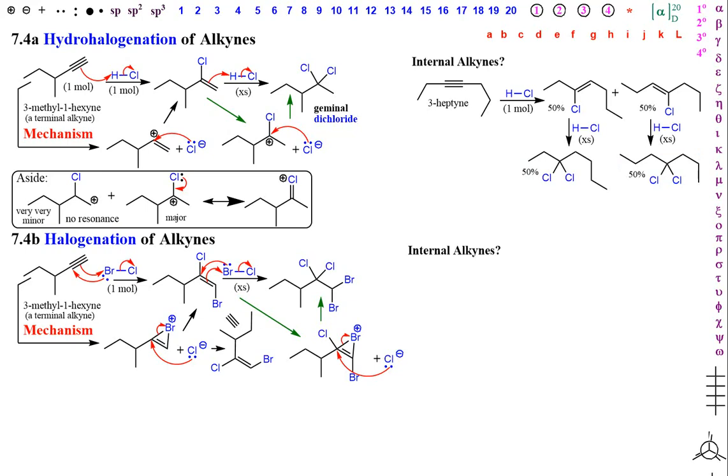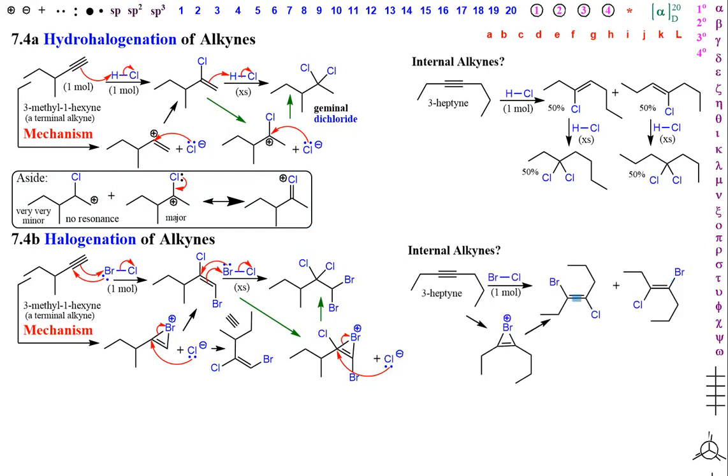Has nothing to do with hyperconjugation, I'll tell you that. It has everything to do with the fact that the better cation is the one that has the halogen on it, for this reason over here. So we get a 50-50 mix of two products. That's the case. Similar story for the halogenation of alkynes. We would get E-3-bromo-4-chloro-3-heptene and E-4-bromo-3-chloro-3-heptene, a 50-50 mixture of the two.